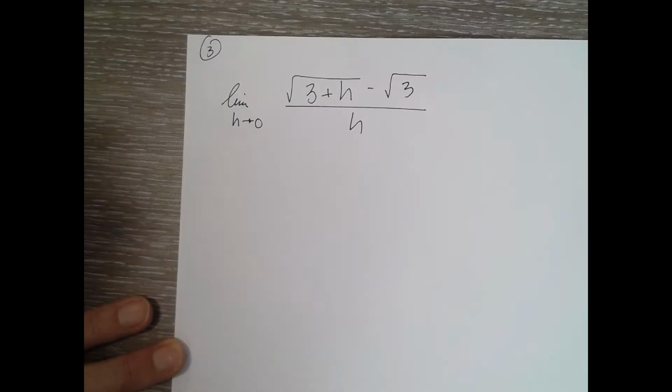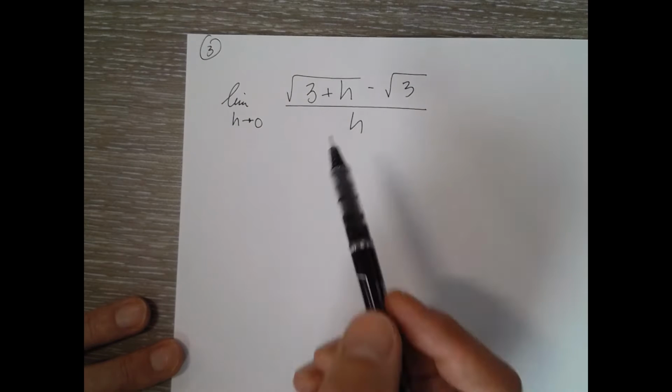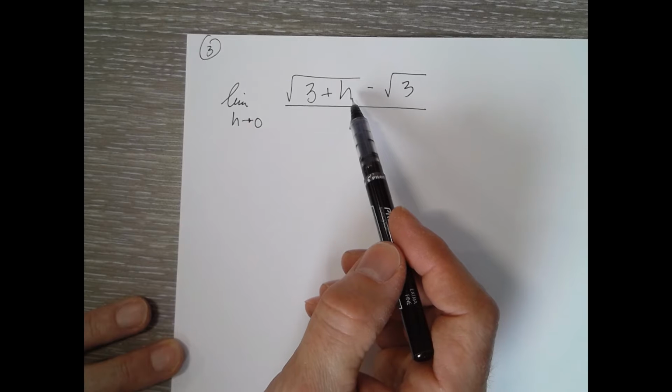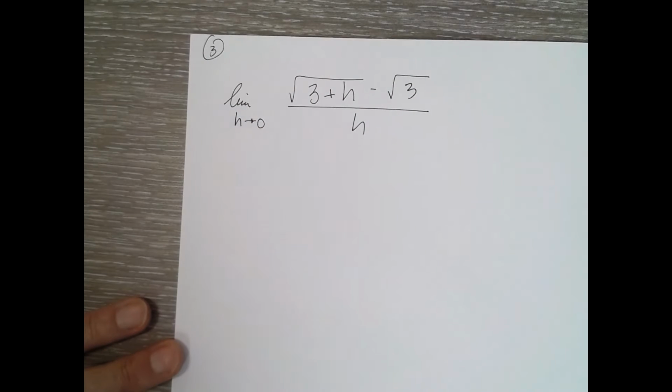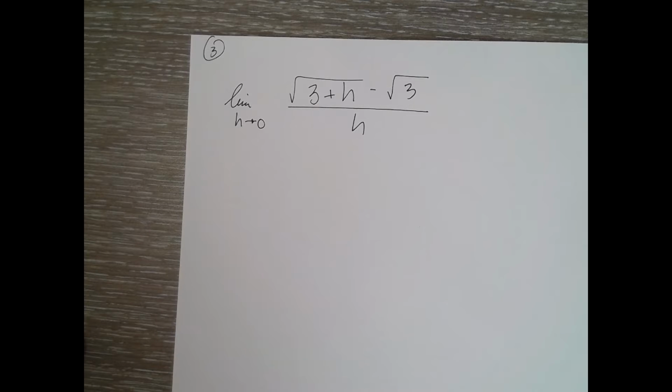Direct substitution, we should try it. If I plug 0 in for h here, I get 0 on top and 0 on the bottom. So we're going to have to do something different, and definitely different than the previous 2 problems. What do we think we could do here?